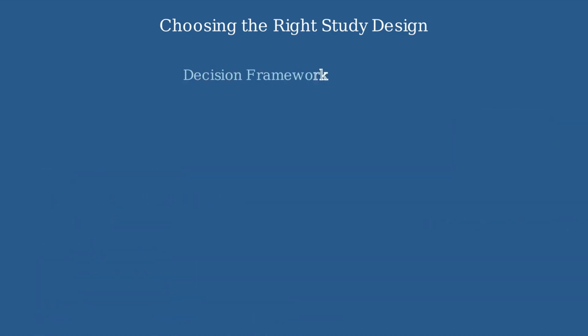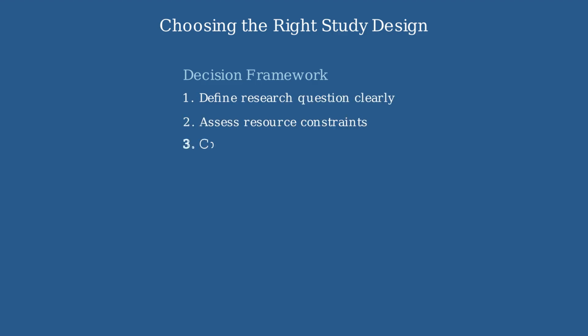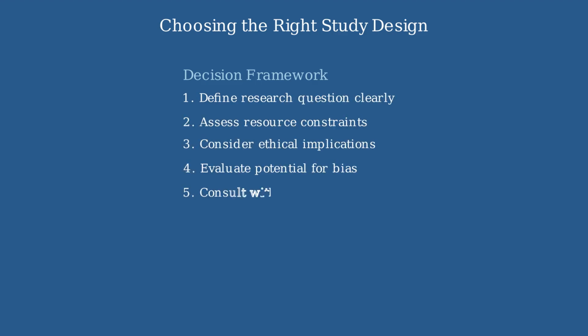To choose the right study design, follow a systematic decision framework. First, define your research question clearly. Second, assess your resource constraints. Third, consider ethical implications. Fourth, evaluate potential for bias. And fifth, consult with methodology experts when needed.